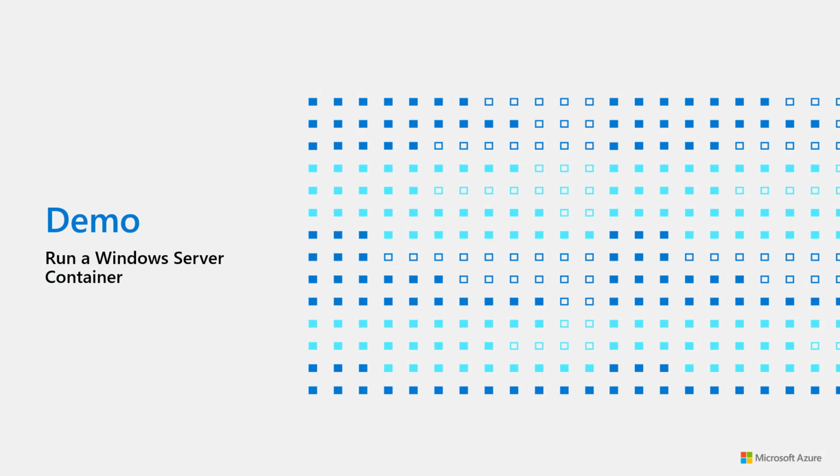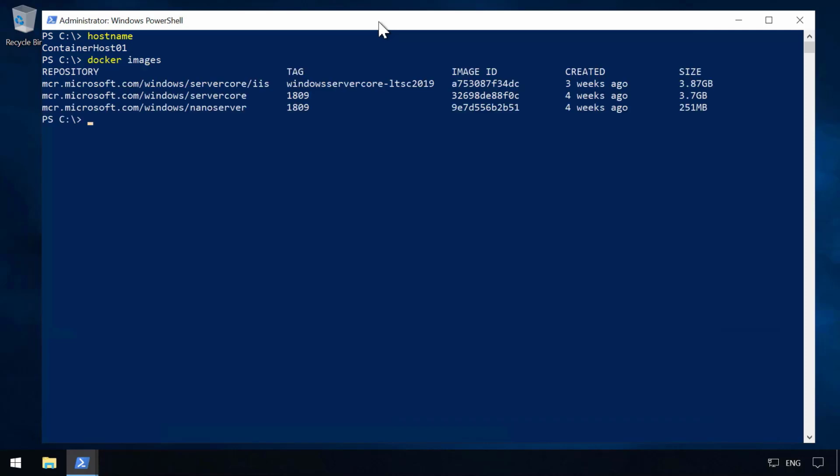Now, to show you this, I want to quickly show you a demo about Windows Server containers. So here I am on a Windows Server 2019 host. I already installed the container feature, I installed Docker, and I already downloaded a couple of container images. Right now I'm on the container host 01. And if I run docker images, you can see here I already downloaded a couple of container images.